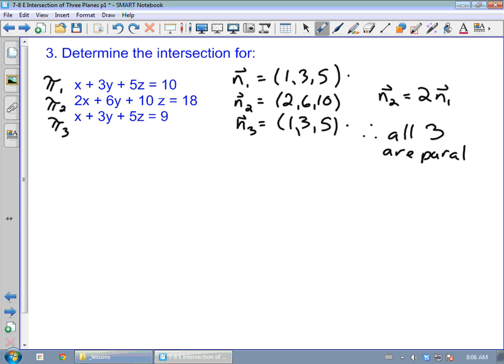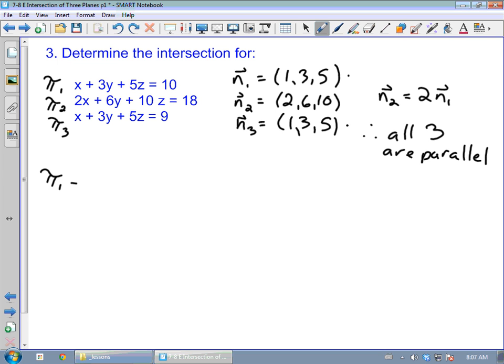So once we've established that all three of our planes are parallel, we have to decide: are all three of them parallel and distinct? Are two of them coincident and the third one distinct? Or are all three of them coincident? So let's take a look at how we could try this here. One thing we could try is start solving the system by eliminating a variable.